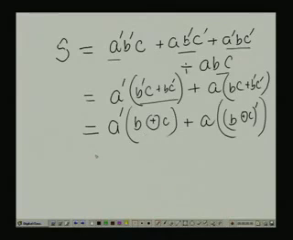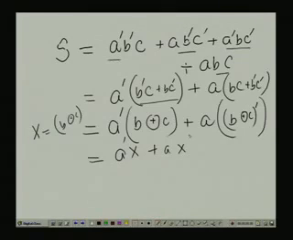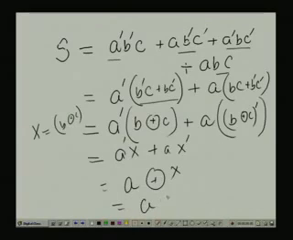Now see, if I replace B XOR C by X, then this is nothing but A dash X plus A X dash, which is again A XOR X, and that will be A XOR B XOR C. So that means my sum can be a simple 3 input XOR circuit, or that 3 input XOR we can realize by 2 input XOR. So what will be the circuit?